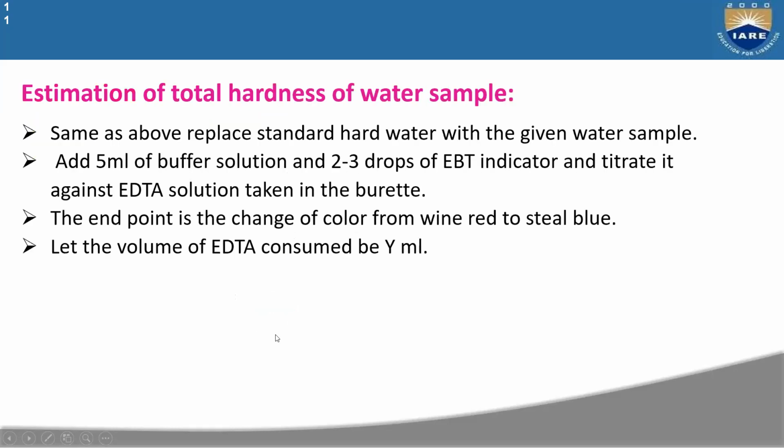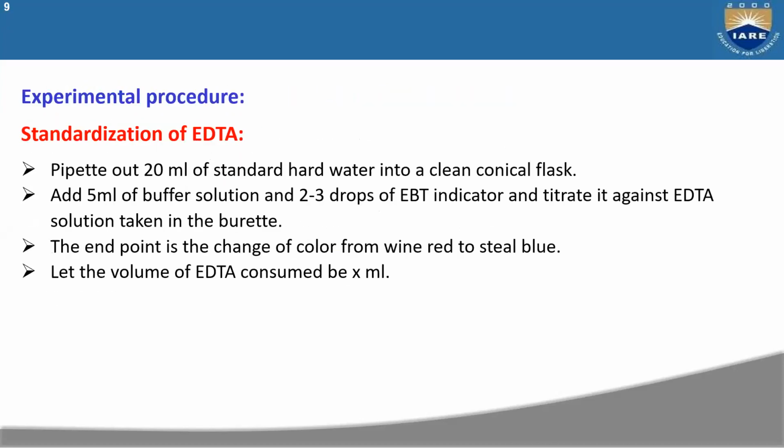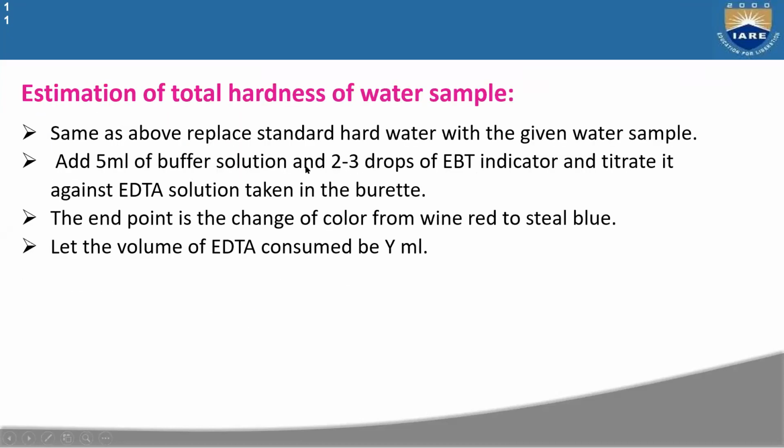Okay, and the next one is estimation of total hardness of water sample. Total hardness means permanent and temporary, that we call total hardness. Okay. So same as the above, replace standard hard water with the given water sample. First, this is standardization of EDTA. In the standardization of EDTA, we take the hard water. Instead of hard water, we can replace it with the given water sample.